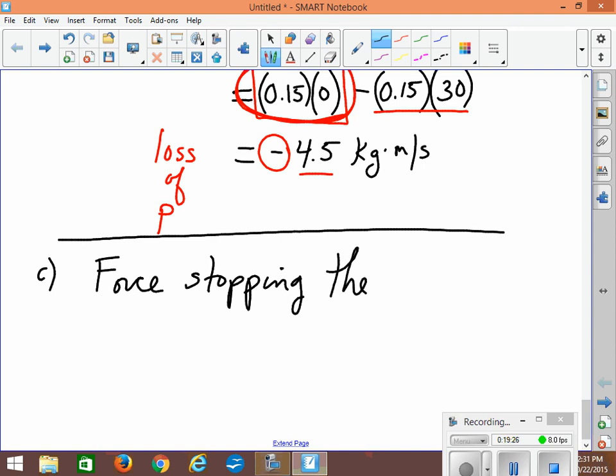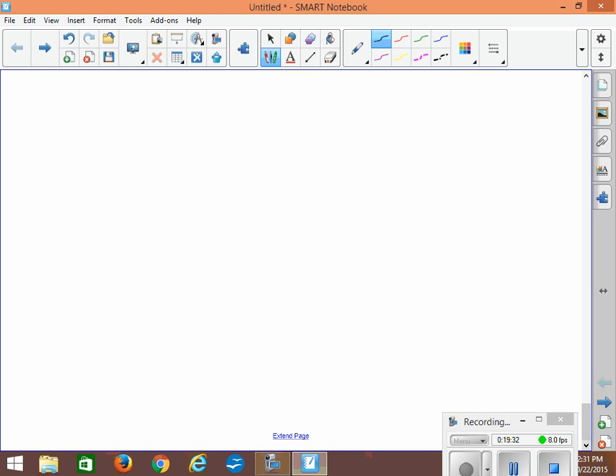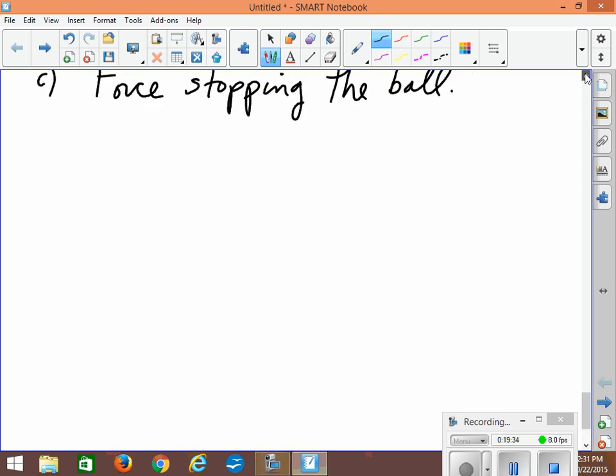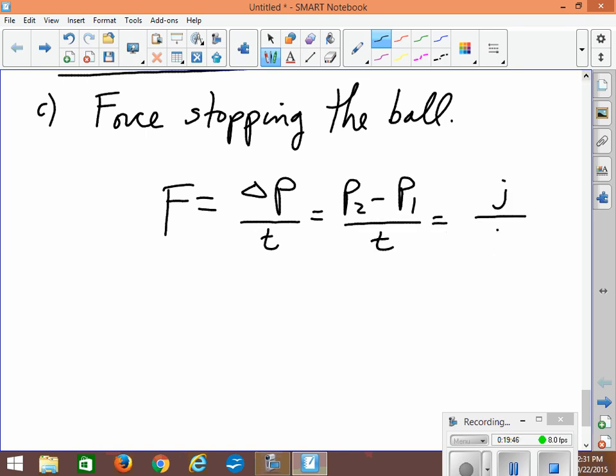The force of the glove on the ball. Maybe that's a better way to say it: the force of the glove stopping the ball. Well, we have learned that force can be expressed as the change in momentum divided by the time, which is equal to P2 minus P1 over T, which is equal to the impulse divided by the time.